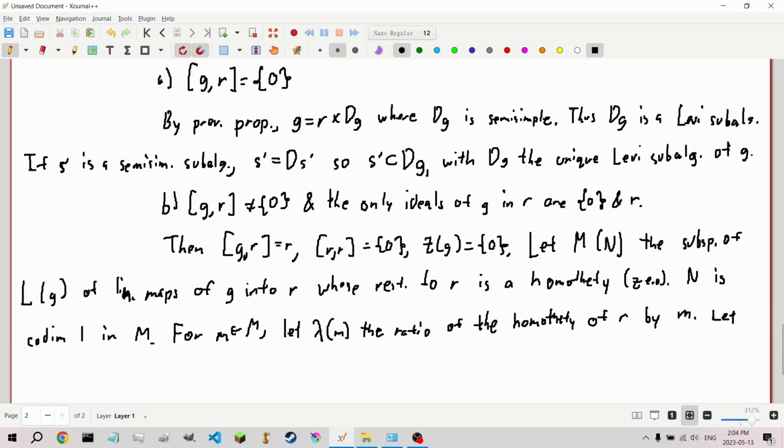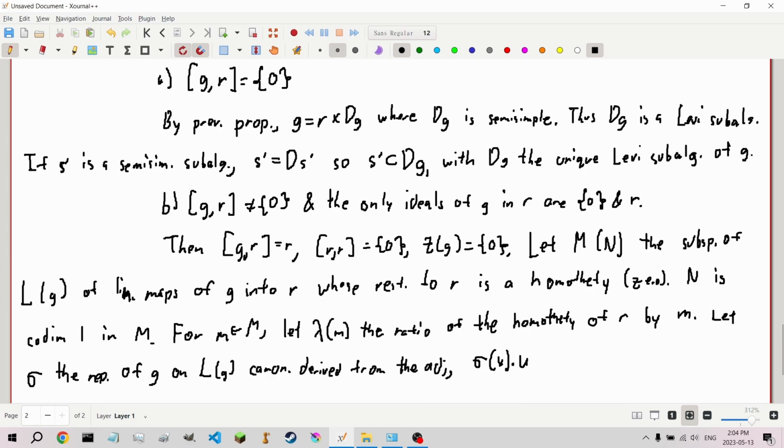I'm also going to let sigma be the representation of G on the linear maps of G canonically derived from the adjoint, with sigma of x acting on U given by the adjoint of x bracketed with U, for all x in G, U in the linear maps on G.